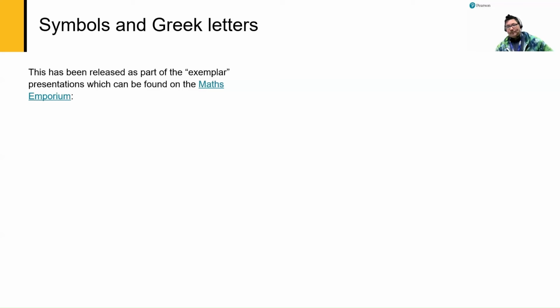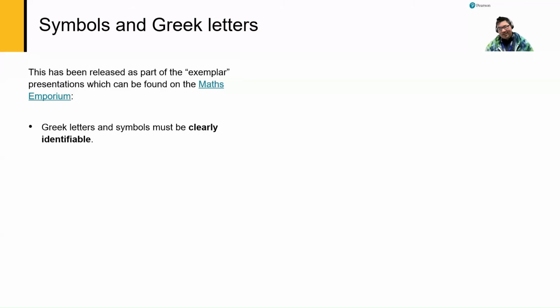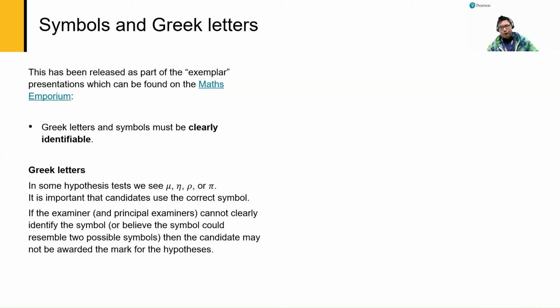Symbols and Greek letters. This is the other thing that's been a bit of a slight issue. This was mentioned as part of the exemplar presentations, which you can find on Maths Emporium. This came up as a result of last year's. Greek letters and symbols must be clearly identifiable. Now, Greek letters.